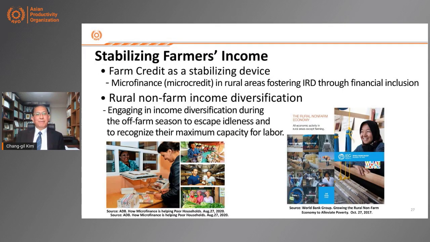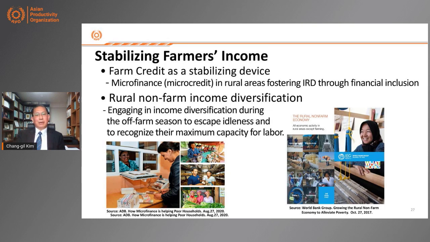And then stabilizing farm income. Farm credit is a stabilizing device. I think in developing countries, there is much concern about microfinance in rural areas, fostering inclusive rural development through financial inclusion. And then rural non-farm diversification.